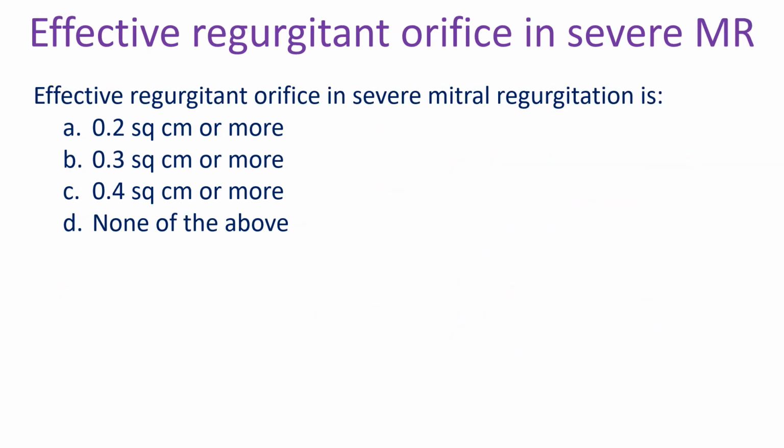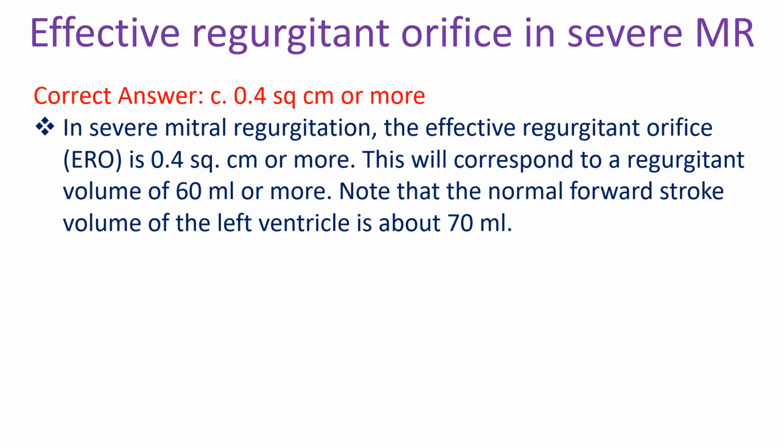Effective regurgitant orifice in severe mitral regurgitation is A. 0.2 square centimeter or more, B. 0.3 square centimeter or more, C. 0.4 square centimeter or more, D. None of the above. Correct answer C. 0.4 square centimeter or more.